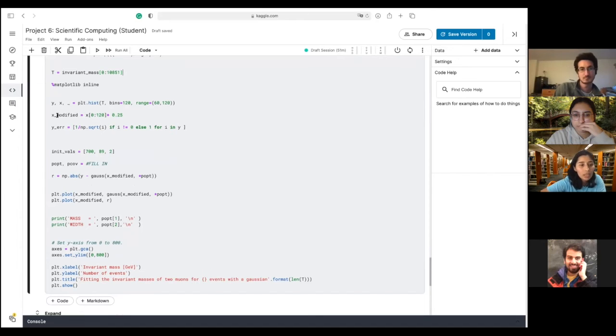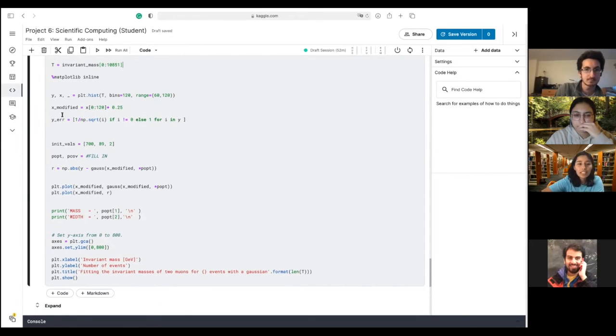And then after that, we define a variable called x modified. As Emilio explained, in each of these we have a range from 60 to 120, and we bin them, so each of these bins has a width of 0.5. Since we want the central point of those bins as our x values, we just add 0.25 to each of those values, and then we get our bin size here.